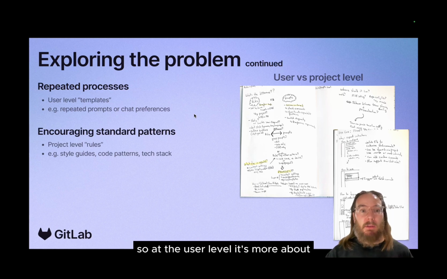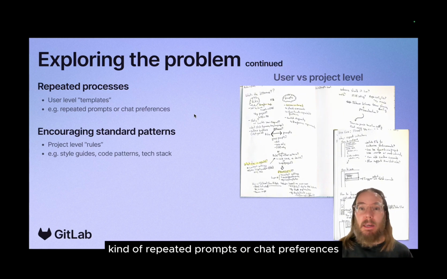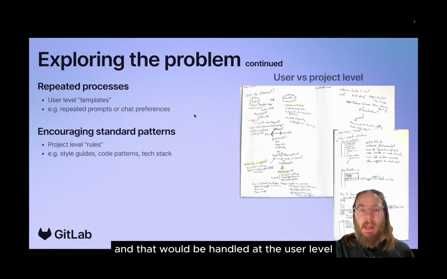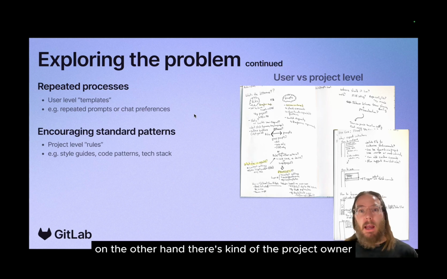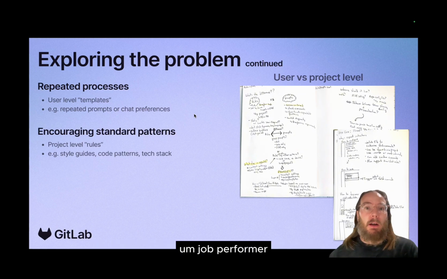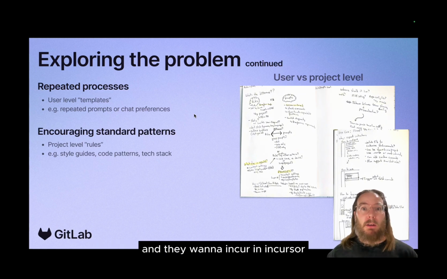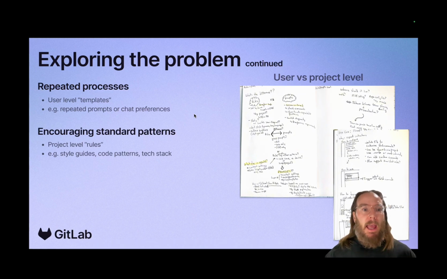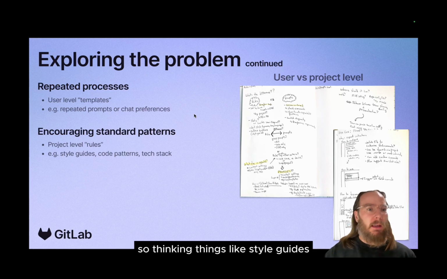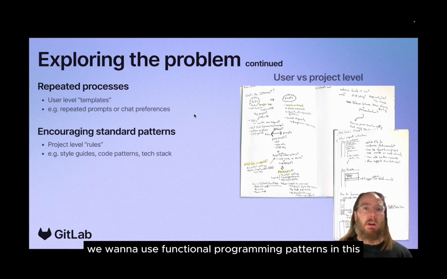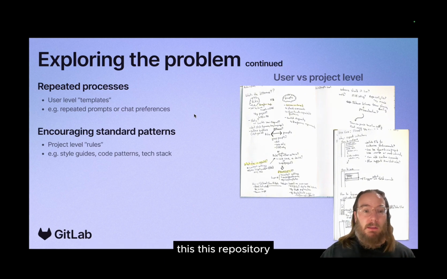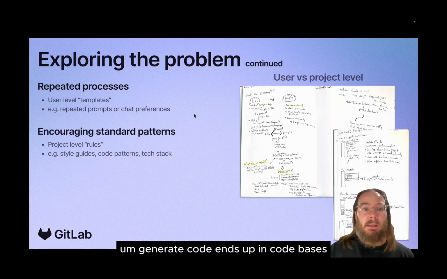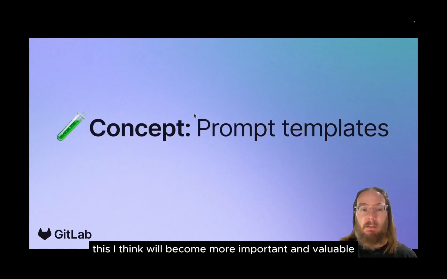At the user level, it's more about lightweight, repeated prompts or chat preferences, which I think work really well for templating, and that would be handled at the user level. On the other hand, there's the project owner, job performer, and they want to encourage standardized patterns and have more of a rule-based approach. So think things like style guides, code patterns. Hey, we want to use functional programming patterns in this repository. As more and more AI generated code ends up in code bases, I think this will become more important and valuable.